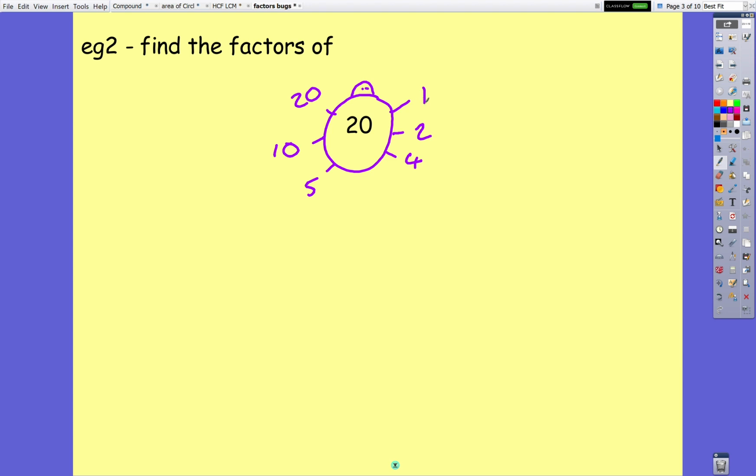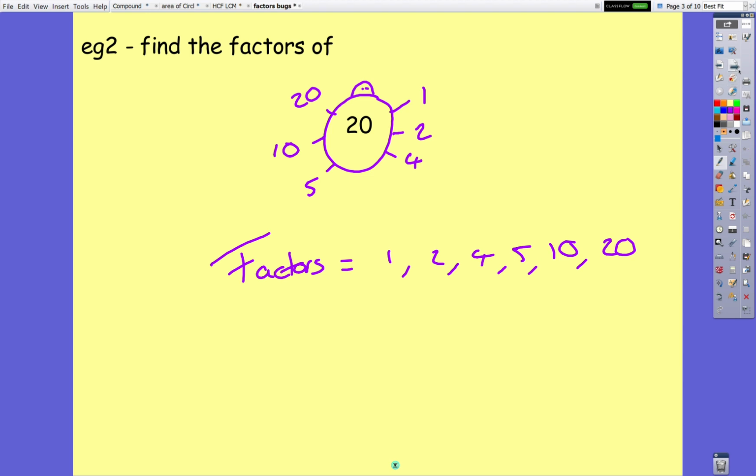So that's got 6 factors, which are 1, 2, 4, 5, 10, and 20. I'm pretty sure I just said 12 there. So it is actually 20.